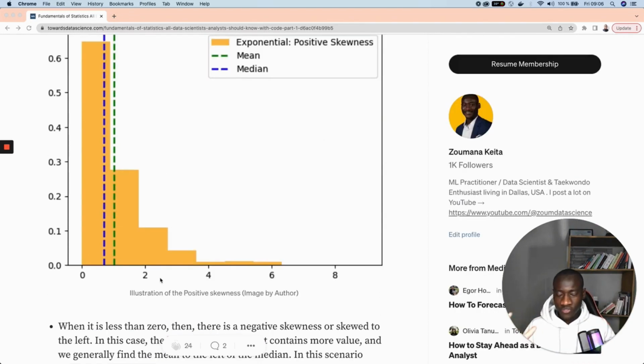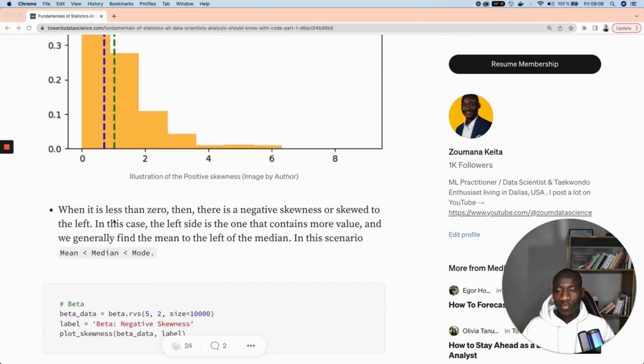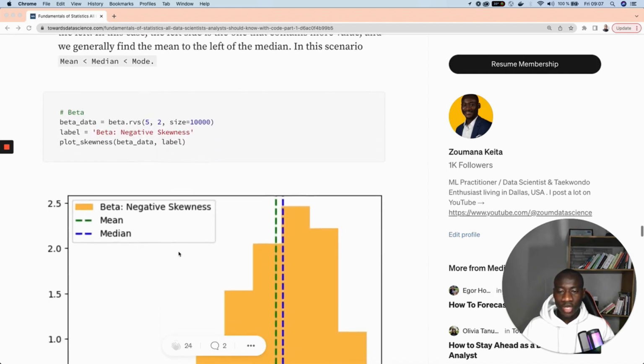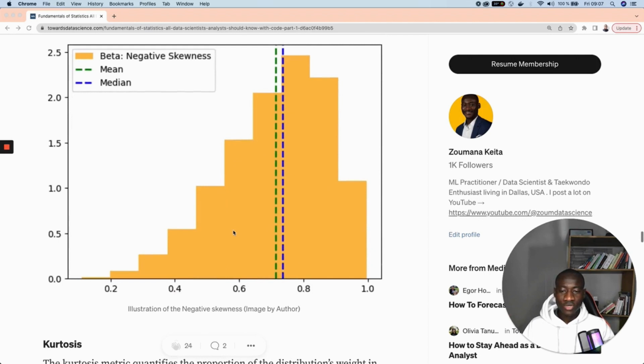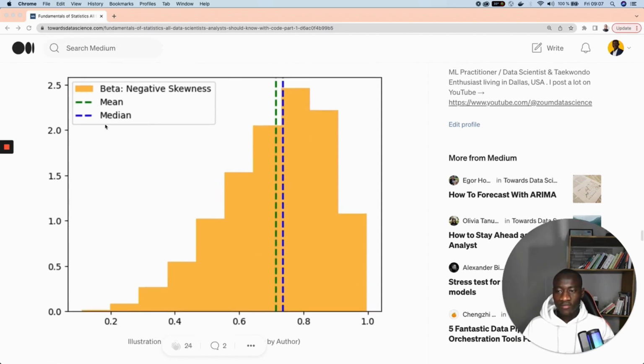If we don't have positive skewness, then the other way around is the negative skewness. When we have a negative skewness, it means that the left side is the one that contains more values than the right side. In this scenario, we have the mode, which is higher than the median, and the median, which is also higher than the mean. An illustration of this is the beta function. In the beta function, as you can see, we have this distribution here. So we have the mean, which is less than the median.